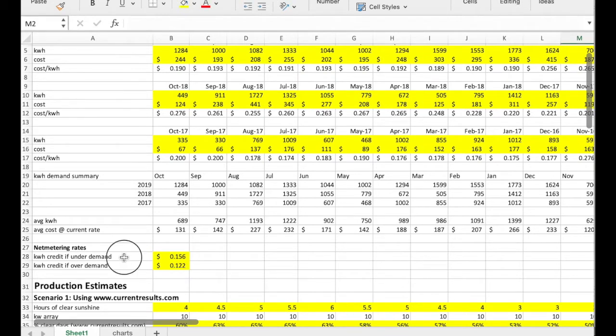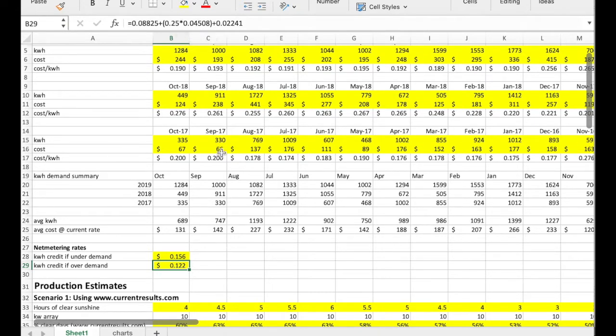For this cell, kilowatt credit if under demand, we'll put the supply rate here, distribution rate, and the transmission rate. This cell basically refers to the money you are saving by not buying electricity from the grid. For the cell kilowatt credit if over demand, this refers to the credit issued by the utility for any overproduction, meaning on sunny days when you are producing more than your house is demanding, or what Eversource called net sales. And you'll see that that cell includes that 25% portion of the distribution rate.